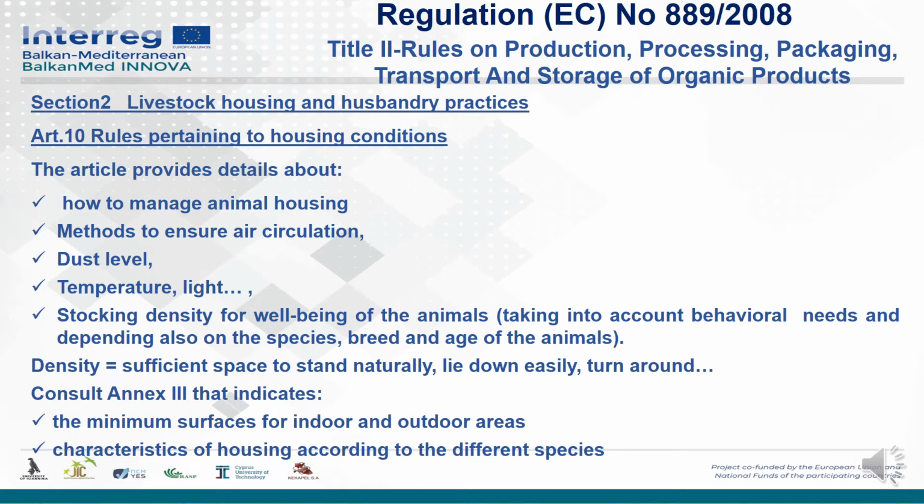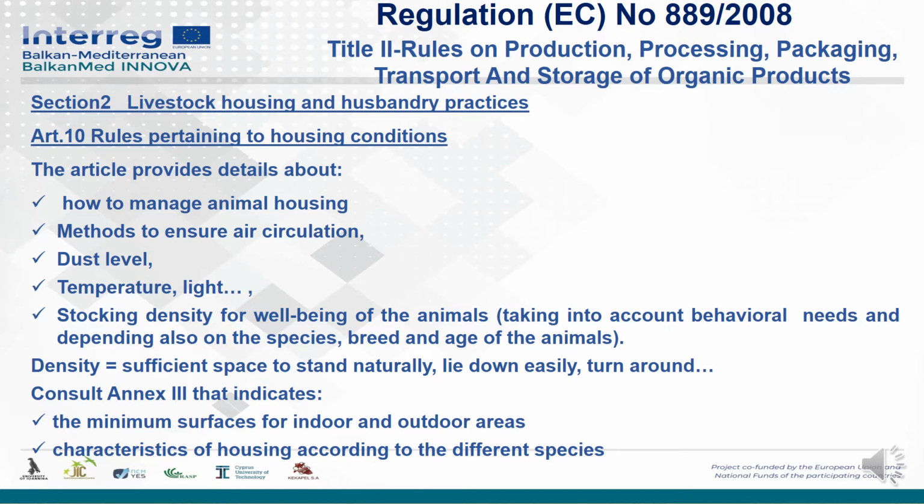Section 2, Livestock Housing and Husbandry Practices. Article 10, Rules pertaining to housing conditions. The article provides details about how to manage animal housing, methods to ensure air circulation, dust level, temperature, light, and stocking density for the well-being of animals, taking into account behavioral needs and depending also on the species, breed, and the age of animals. Density means sufficient space to stand naturally, lie down easily, and turn around, so as to ease movement.